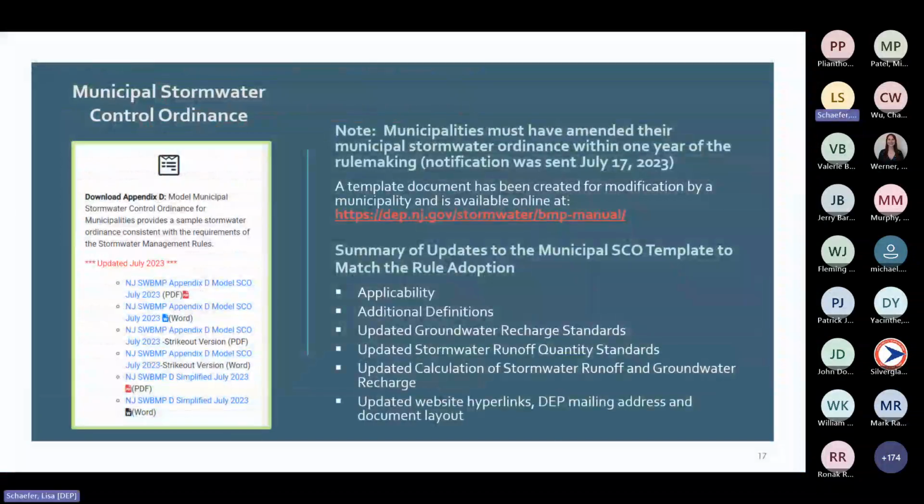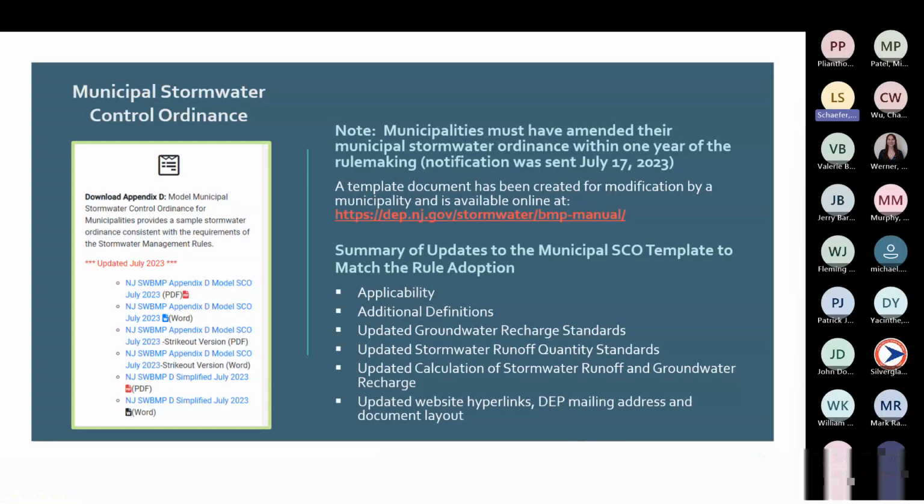All right, so on our BMP manual webpage, we provide templates for the Municipal Stormwater Control Ordinance, known as the SCO in short, for use by a municipality. The updates to the SCO also align with the rule adoption and can be downloaded in Word or PDF formats. On the left is a screenshot from the updated page for the items available to download. There's also a clean copy. Plus, there's a strike-through version that illustrates where text was removed, with the new text appearing below it in red.